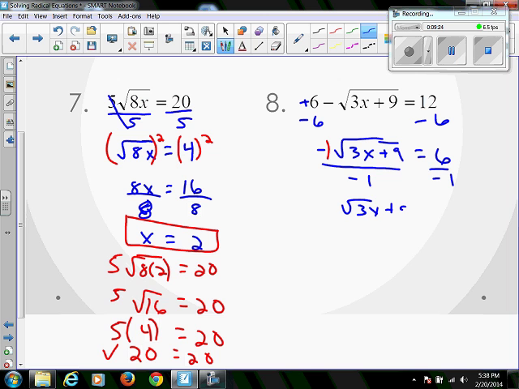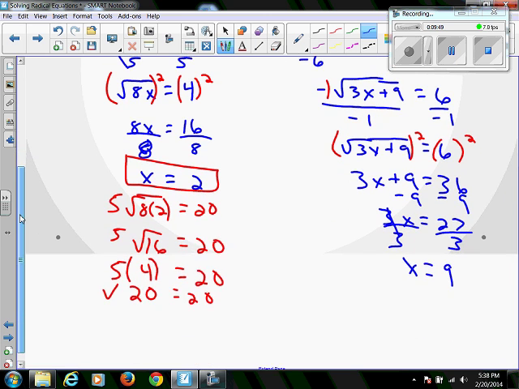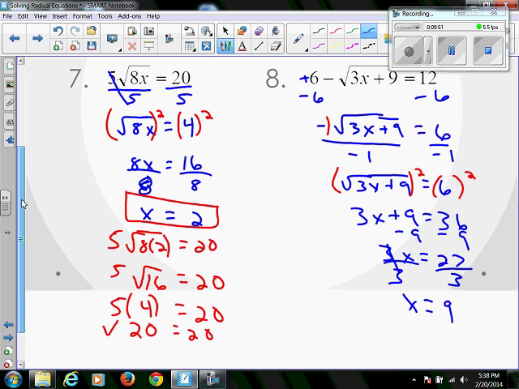Now we have the square root isolated. We're going to square both sides. 3x plus 9 equals 36. Subtract 9. 3x equals 27. Divide by 3. x equals 9. Now we need to remember to check. So we're going to substitute in 9 for x.